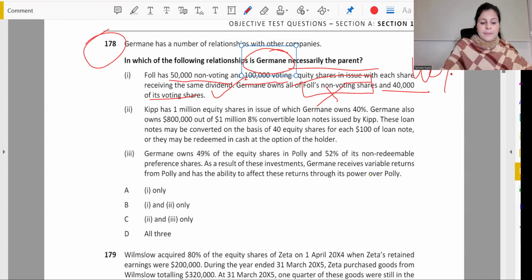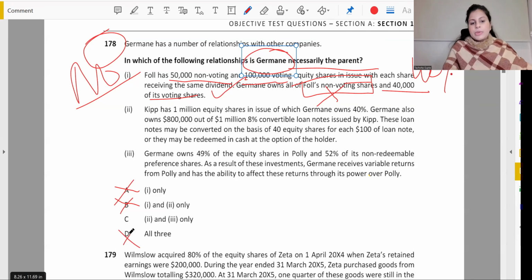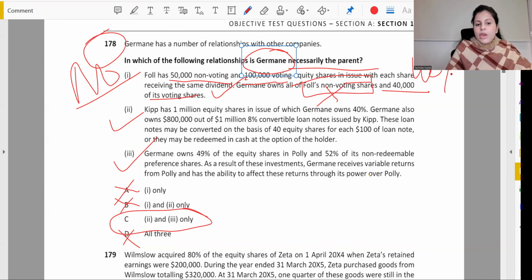So is Germain a parent in this case? No. 40% is not a parent. So that's not the right answer. So option 1 cannot be the right option. This cannot be the right option. This cannot be the right option. So do I need to read even these 2 points? That's how you save your time. So your answer is C only over here, because all the 3 options had 1 in them, and 1 we decided is not the option. So the only thing which is left is option C.